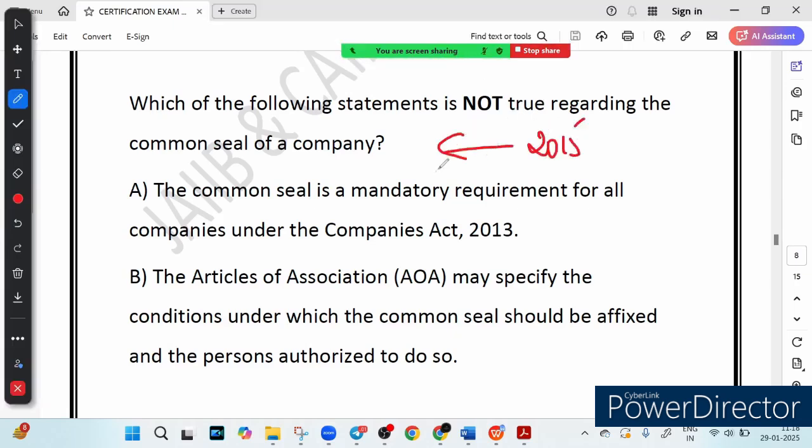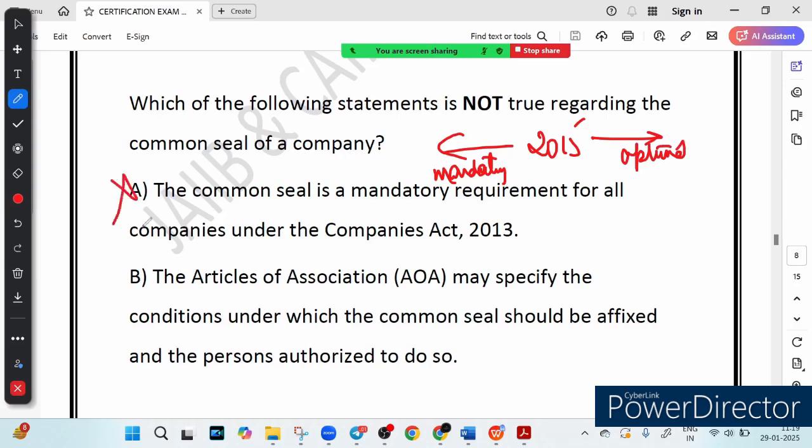common seal was mandatory. It was mandatory before 2015. But the Companies Amendment Act 2015 made the common seal optional for companies. Now it is optional. For example, some companies may choose to have a common seal for executing official documents, but it is no longer compulsory.